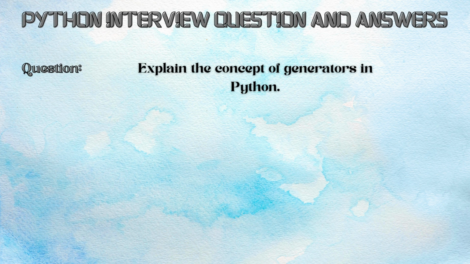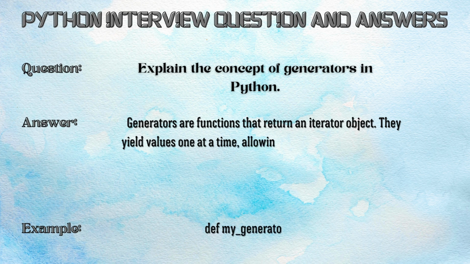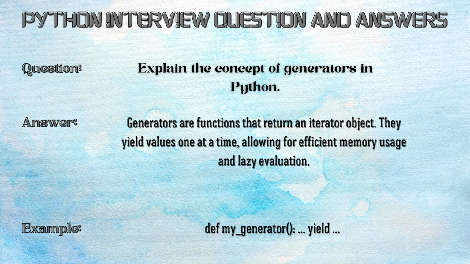Explain the concept of generators in Python. The answer is, generators are functions that return an iterator object. They yield values one at a time, allowing for efficient memory usage and lazy evaluation. For example, def my_generator, yield.